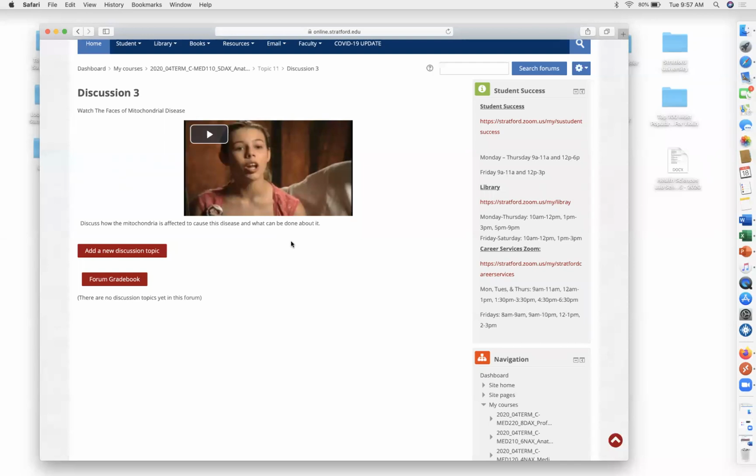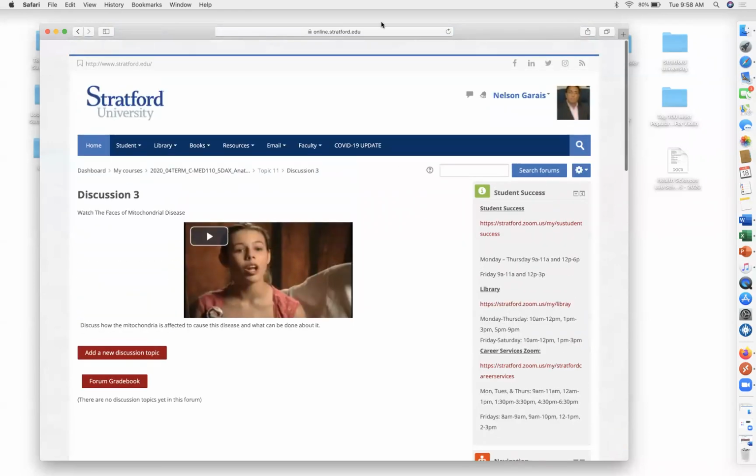Because it should be geared towards replacing fuel, because we now know what the mitochondria does. It is the powerhouse of the cell. Okay, so first, of course, how mitochondria is affected, what's the pathophysiology, and what's the management? What can be done about the disease? And I hope that answers your question regarding the second part of the discussion.